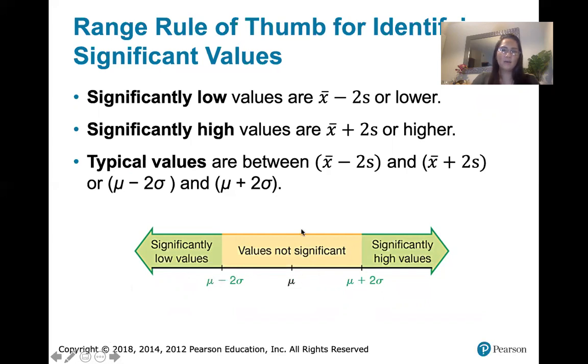Any value within 2 standard deviations, that's the mean plus or minus 2 standard deviations, you can think of those as typical, ordinary, exactly what we would expect. And then anything higher than the mean plus 2 standard deviations, we're going to call that significantly high.